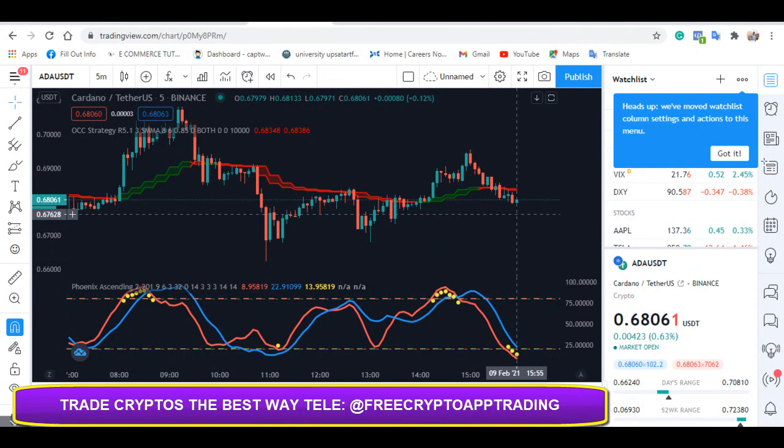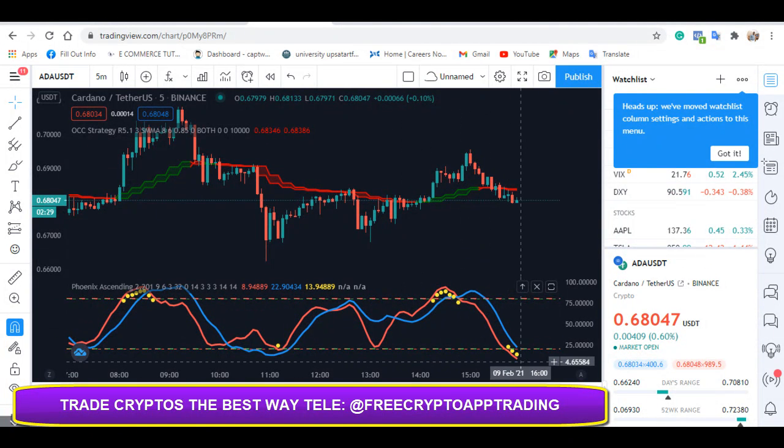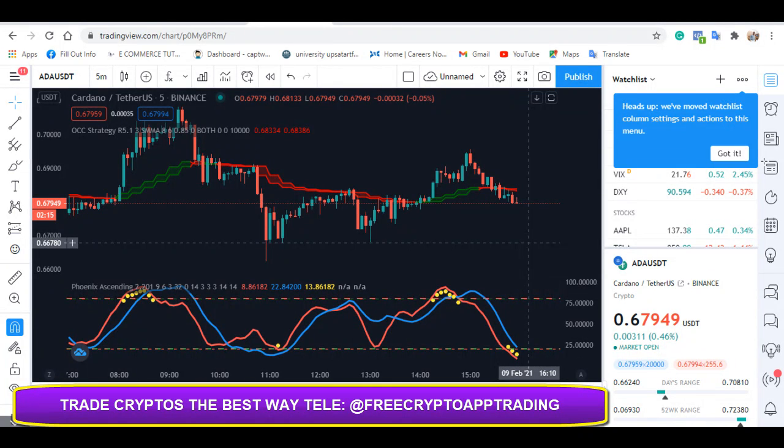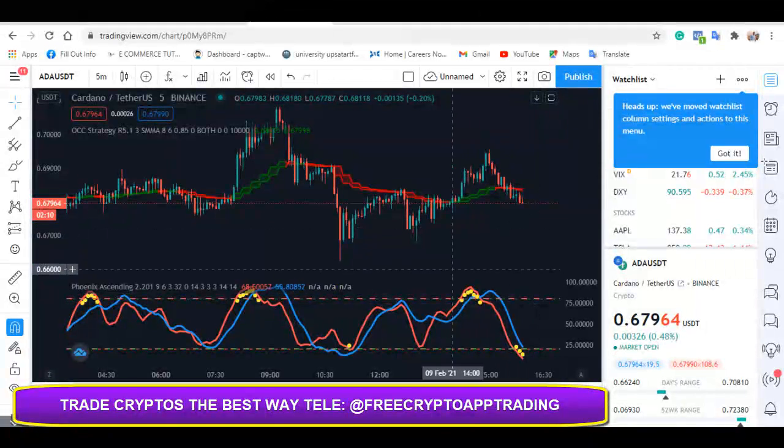But it is only when it's about to rise, when this dot and everything is below. Please, I think I made a mistake in my explanation. It's when this blue and red line are below the 25 mark, below the lower band, and this dot has appeared, you should be prepared for a reversal.